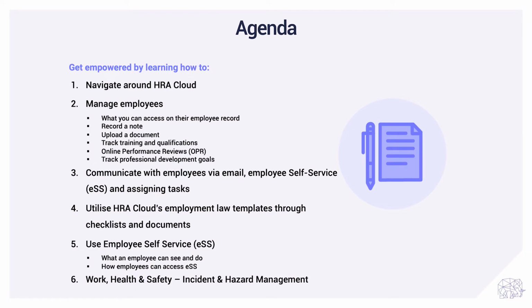In this session, we're going to take you through how to utilize HRA Cloud on an ongoing basis. We're going to cover navigating around HRA Cloud, managing employees, which will cover what you can access on their employee record, upload a document, record a note, track training and qualifications. We'll have a look at the online performance reviews and how you can track professional development goals. We'll also look at how you can communicate with employees via email, employee self-service, and assigning tasks.